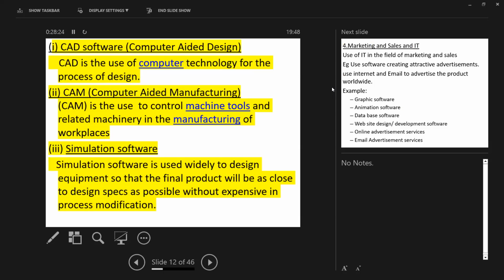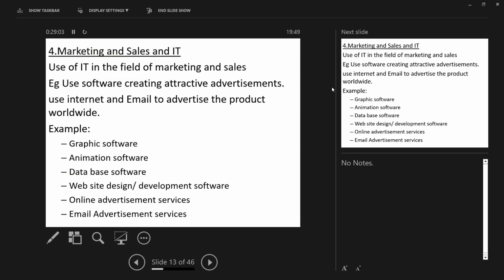Then next one, simulations. Simulation software is used widely to design equipment so that the final product will be as close to the design specification as possible without expensive modification in the process. You may know the driving license simulation and pilot simulation. Simulators are used for learners to get familiar with that field. Driving simulators and pilot simulators are examples.